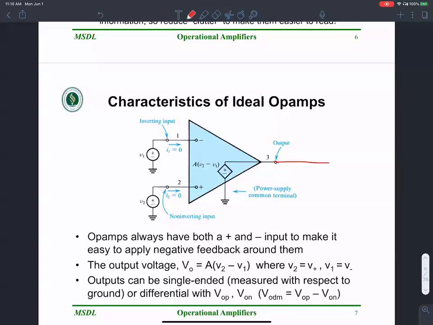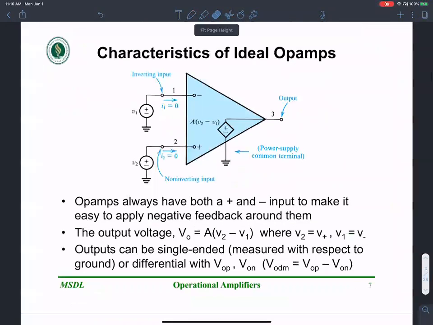We tie a part of the output to the negative terminal. That's the idea of negative feedback, which is a very useful technique. What happens when we tie it to the positive terminal is a whole different area that gives us oscillators. Positive feedback gives us oscillators, which is beyond the scope of this class.